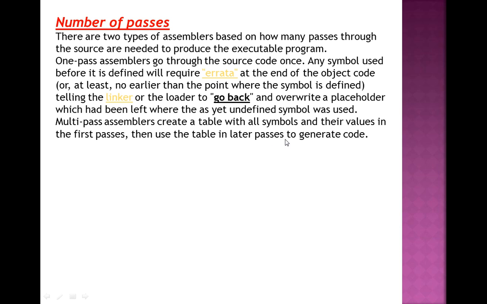Then it uses the table in later passes to generate the code. So there are two types of passes: one is the one-pass assembler, and one is the multi-pass assembler. A one-pass assembler compiles the source code only once, and it separates symbols and multiple values at the end and at the starting of the assembler.